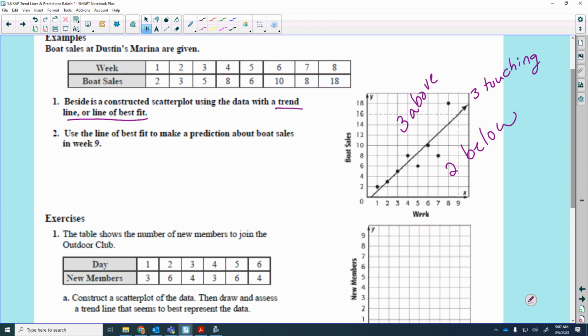Now what it's saying is use the line of best fit to make a prediction about boat sales in week 9. So we would go to week 9, we would go up, and on the line of best fit, it looks like it would be what? 16. In week 9, we predict about 16 sales. Now, when week 9 comes and goes, might it be possible that it's not 16? Yeah, of course. But we're making a prediction based on the information that we have.